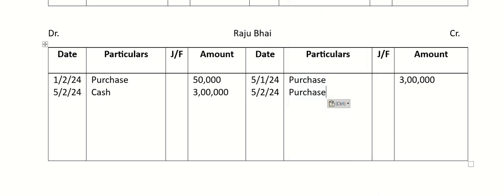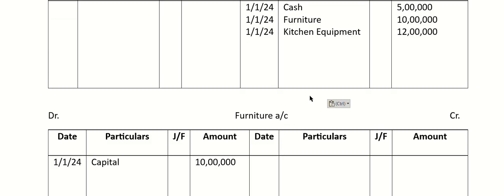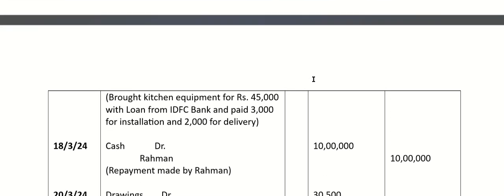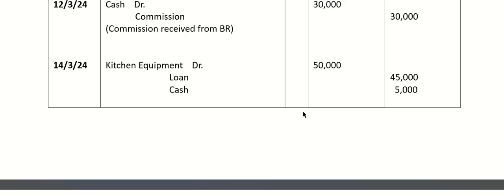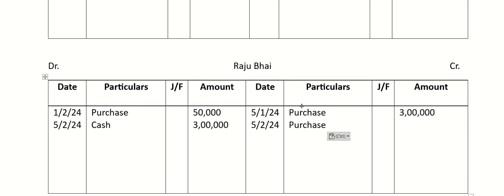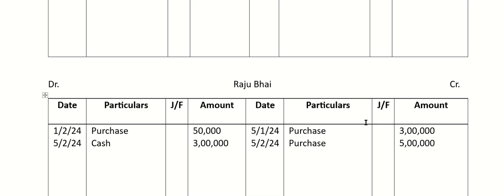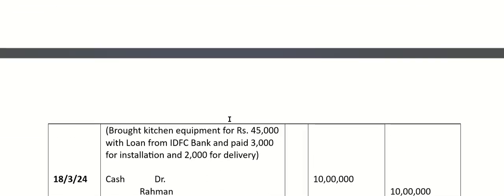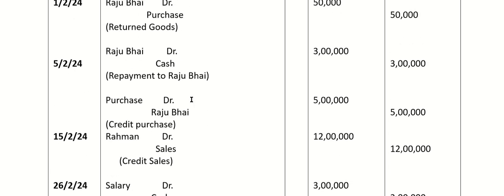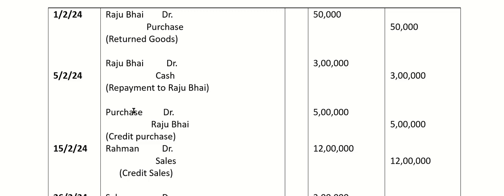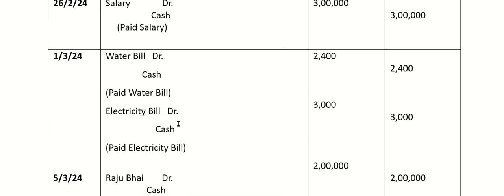Okay. So how much amount did we make the purchase for? We can have a look once again. This was made for 5 lakh rupees. Okay. Now we can move on to the third month, I think. Yeah, this was the last transaction we recorded. Now the transactions related to Raju Bhai.